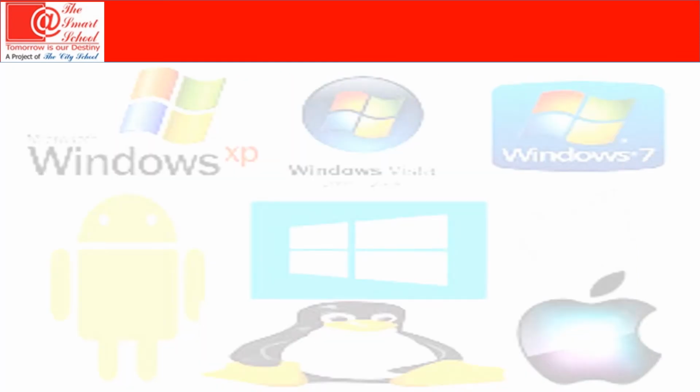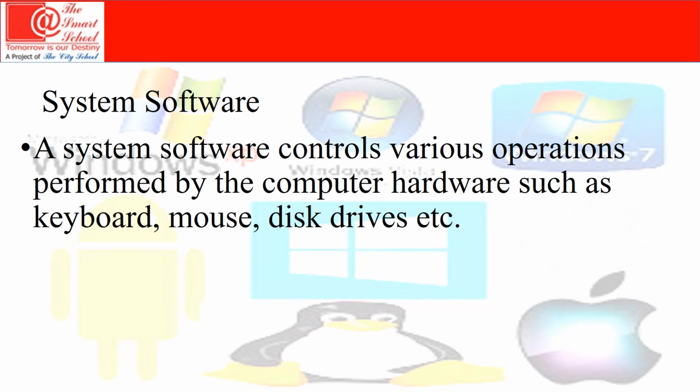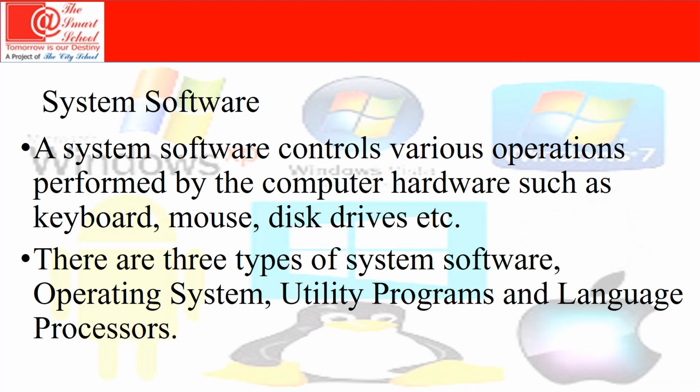Now, let's discuss the information which is provided in the video. First, we shall begin with system software. Students, now can you guess what a system software is? I hope from the video you have learned the definition of a system software. Now let's see it. A system software controls various operations performed by the computer hardware such as keyboard, mouse, disk drives, etc. There are three types of system software: operating system, utility programs, and language processors.